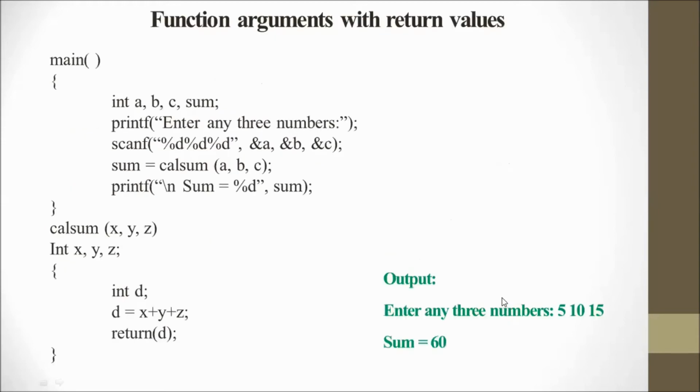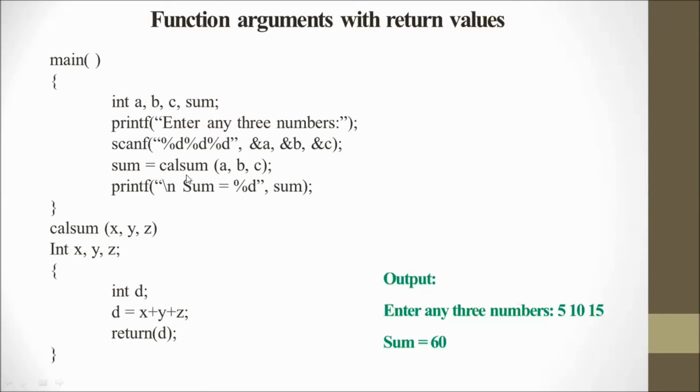Okay, so this is an example of call by value. Here we use integer type variables a, b, c, and sum. Here the message says to enter any three numbers. We input the values of a, b, and c using the keyboard. Then sum equals callsum(a, b, c). So this is the function call, callsum with a, b, c.